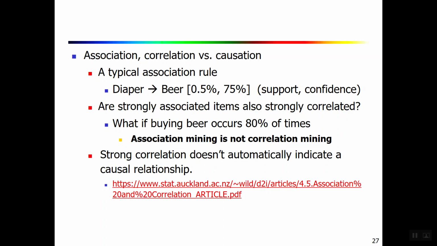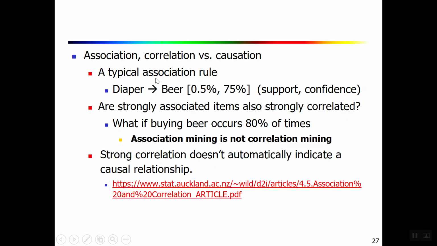They buy diapers to take care of the baby. When the baby is sleeping, they can have some beer, right? So if we have this support and confidence, this looks like a pretty strong rule. 75% of people buying diapers also buy beer. Maybe buying diapers is a good indication, or increases the chance for people to buy beer. Not really. If we also look into the whole data set, what if buying beer actually occurs among 80% of the customers? Then buying diapers actually lowers the chance for a person to also buy beer.